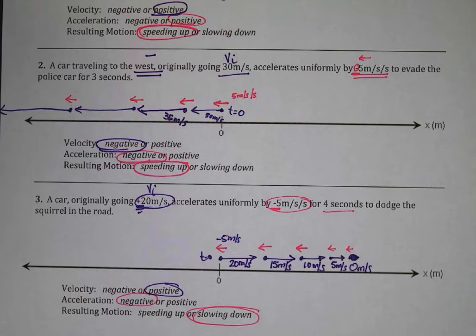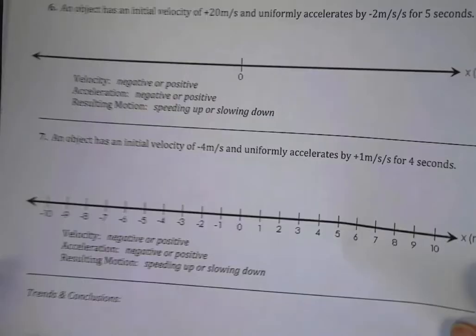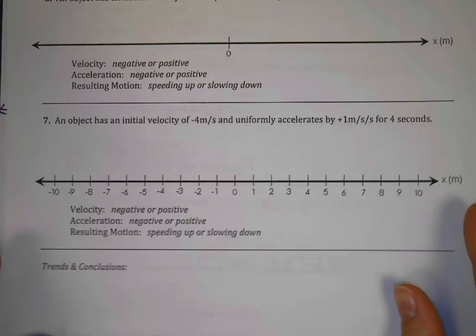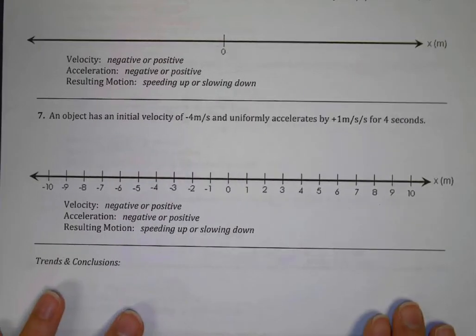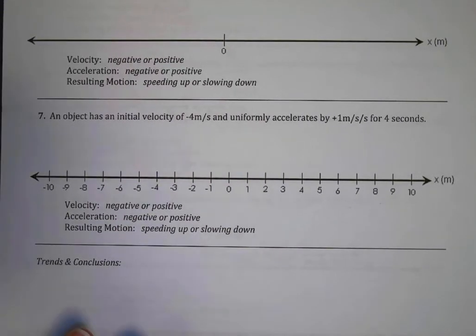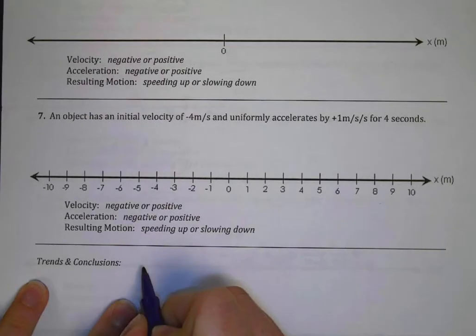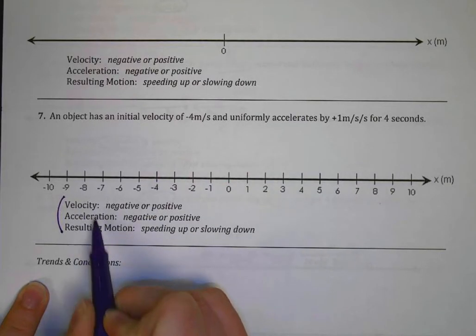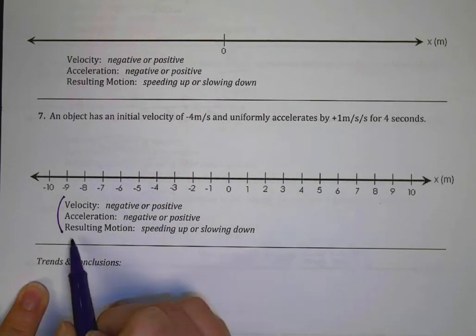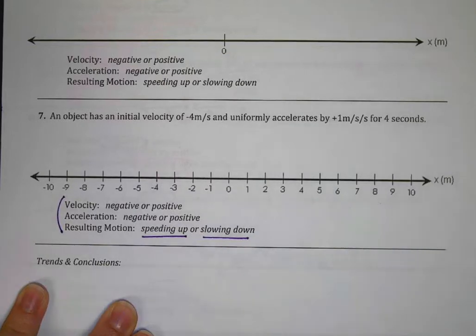You can flip to the back side and continue on. And then on the bottom, there's actually a portion that says trends and conclusions. So really let's look at here for this. You can check out the answers on the site for the rest of them. But the trends and conclusions are looking at these velocity and acceleration directions along with the resulting motion, you can find a pattern.